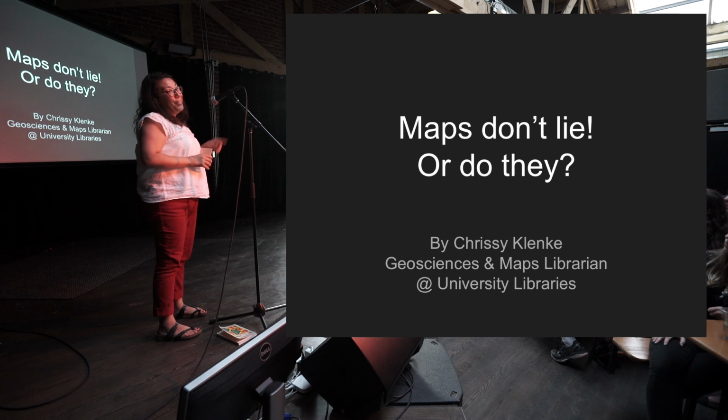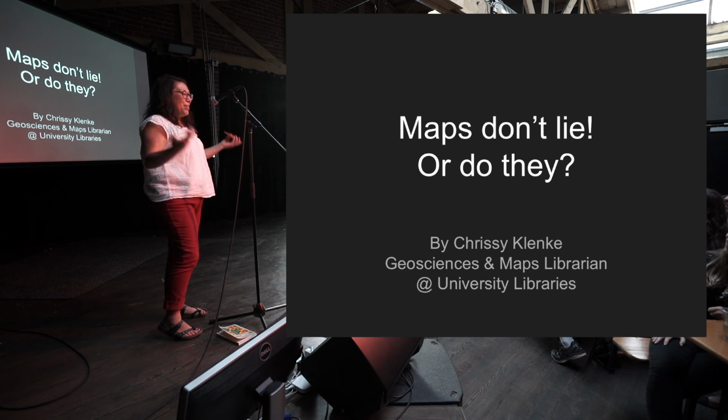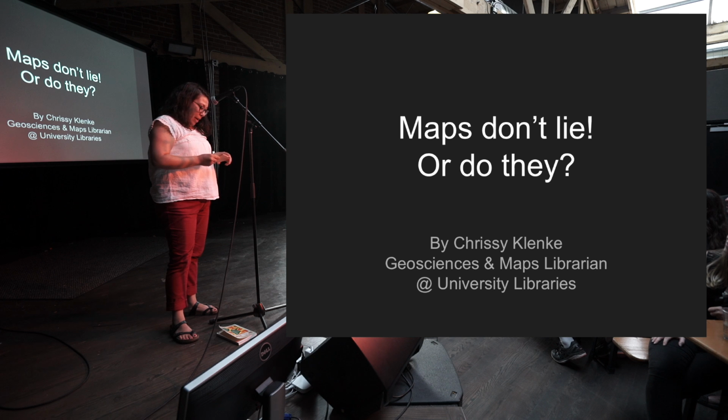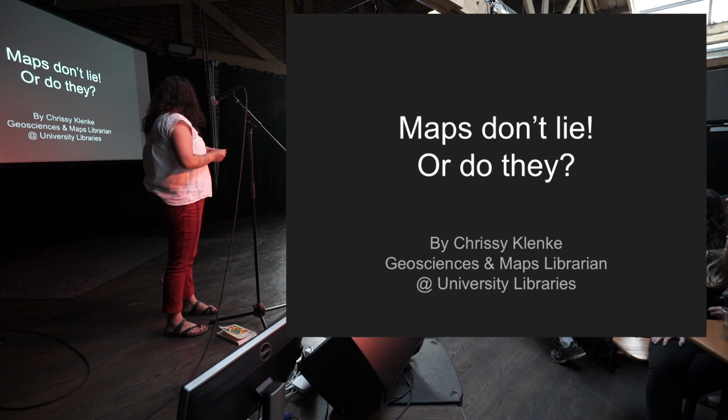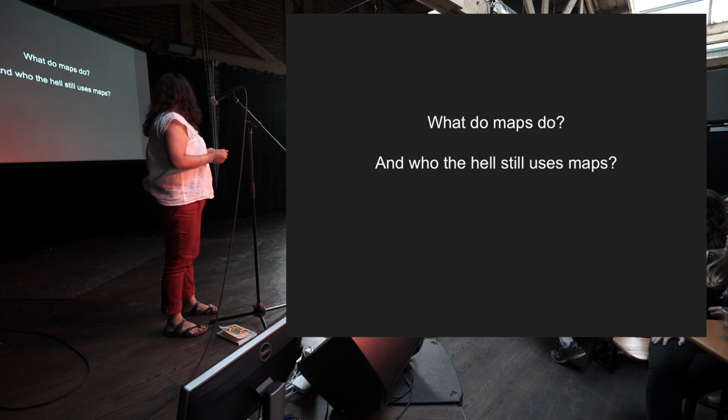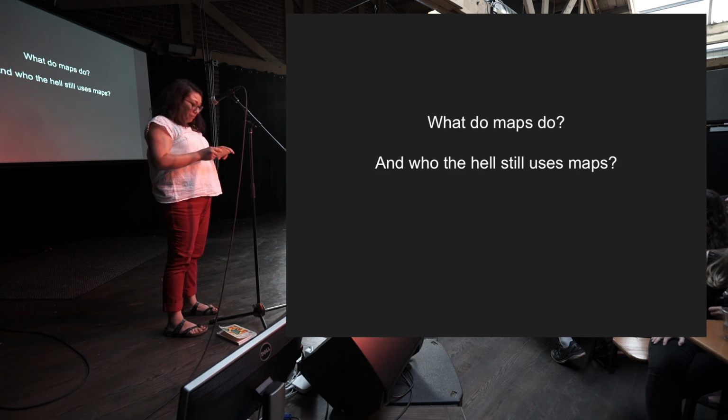So, my name's Chrissy Klenke. Actually, there's an E at the end. I know, it's German, it's weird. I'm actually a geosciences and maps librarian, and this is my first Ignite Reno talk, and I'm going to talk to you guys a little bit about maps. So, maps are cool.